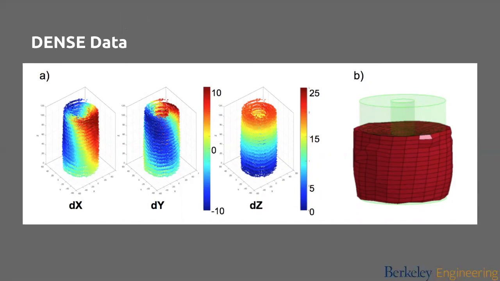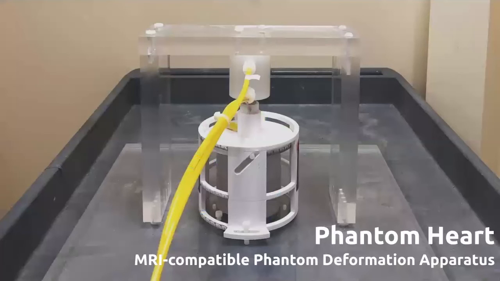A finite element model was constructed using this data, and it clearly demonstrates that the phantom had undergone a significant amount of simultaneous twist and compression. Overall, this easy-to-operate MRI-compatible phantom heart device can be used by physicians and scientists to validate new imaging technologies such as DENSE and ultimately advance the research community's understanding of cardiac disease mechanics.